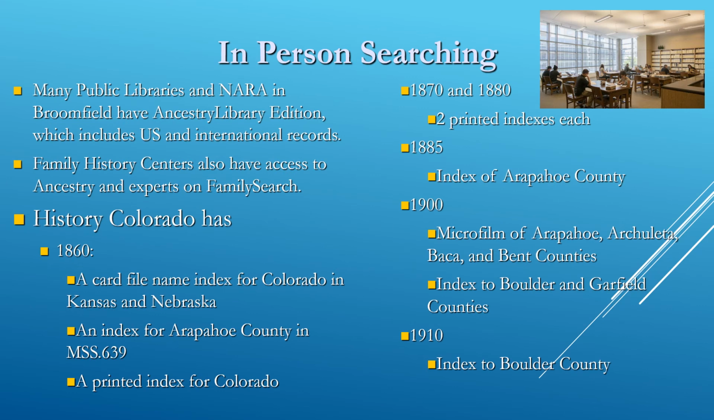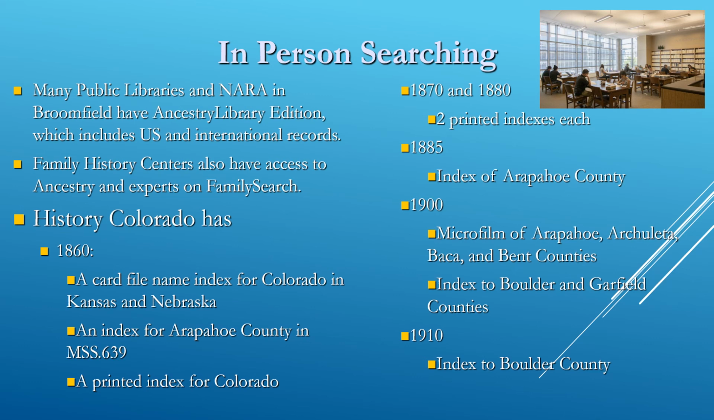If you want to get access to these records, many public libraries and the National Archives in Broomfield have Ancestry Library Edition, which includes the U.S. and international records. Those are free, but they generally have to be researched on site. Family History Centers, which are part of the LDS Church, also have access to these ancestry records, and they are experts on FamilySearch.org. History Colorado has several census indexes.